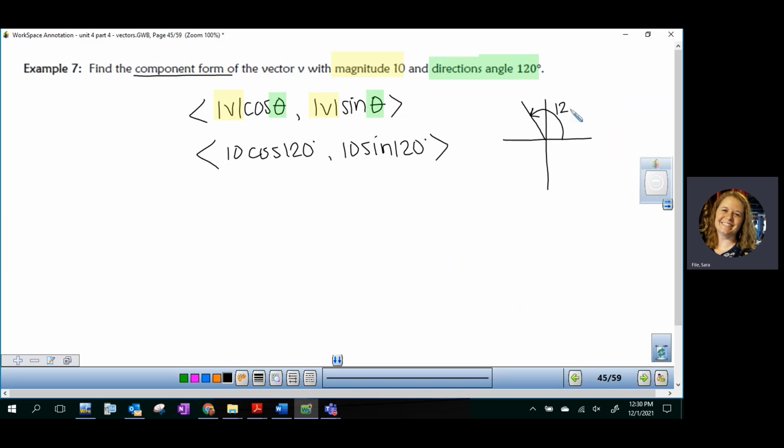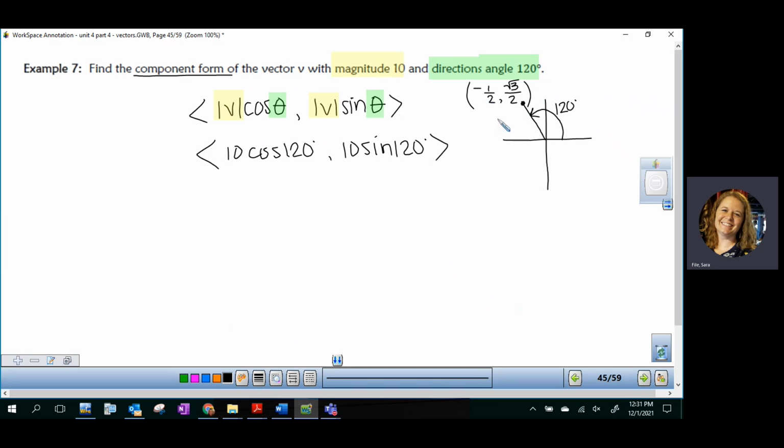Who knows the ordered pair at 120 degrees on the unit circle? It's a 60-degree reference angle, right? What's the ordered pair at 60? No, not the radian measure, the ordered pair, the XY value. Which one of these should be negative since we're in quadrant 2? We're going from the origin, we go left and up. So the X needs to be negative, the Y is positive.